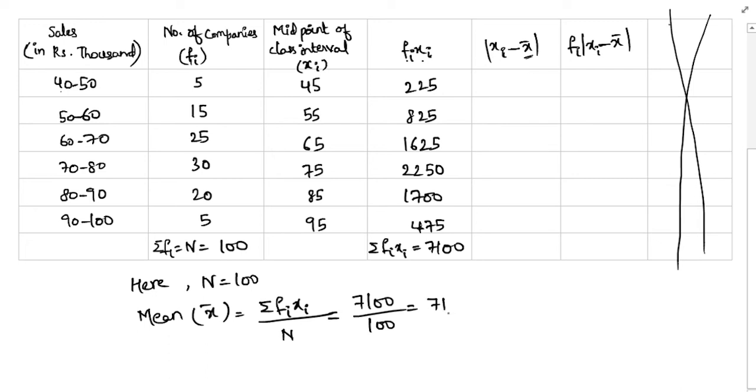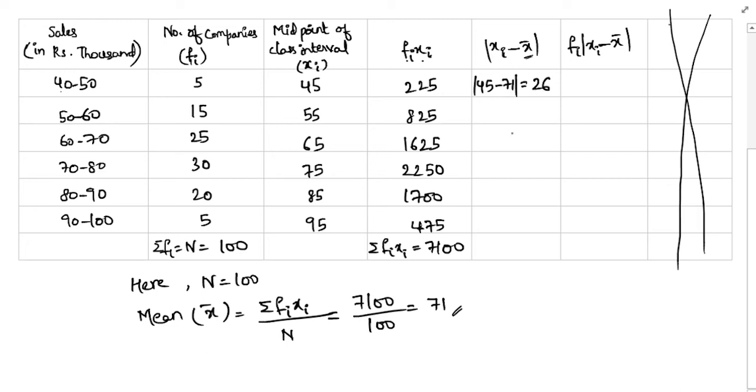Okay, this is equal to 71. So this is our x bar, so we have to substitute that x bar here now. So xi minus x bar, what is xi? 45 minus 71, whole mod of this. That will be equal to 26.